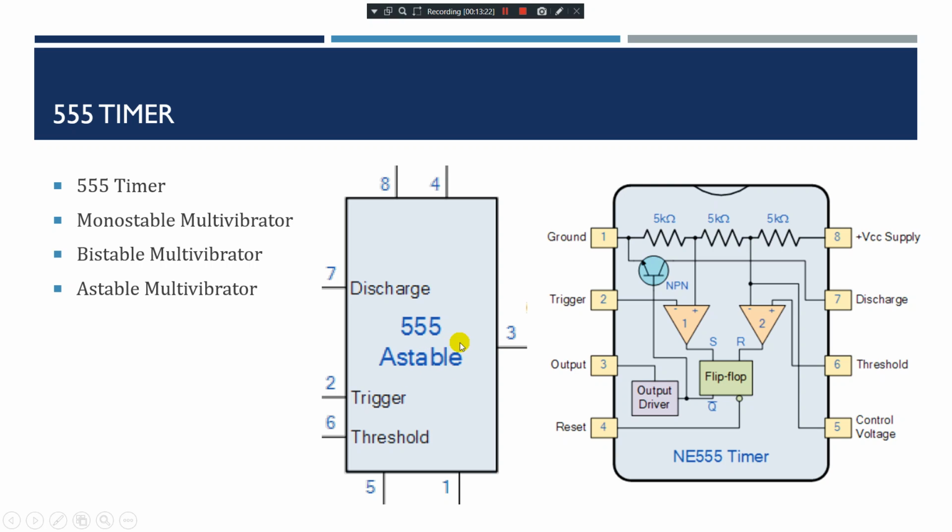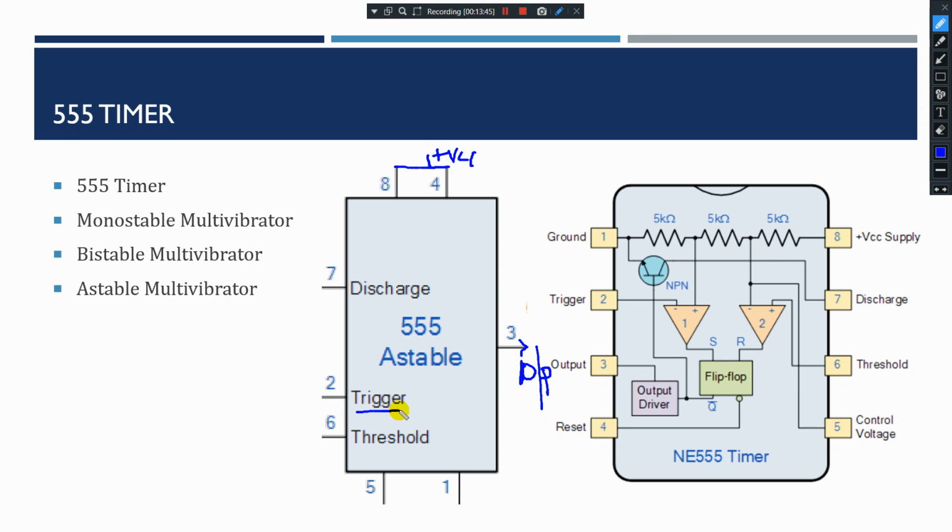So this is the 555 timer IC. It has 8 pins: pin number 1, 2, 3, 4, 5, 6, 7 and 8. Usually pin number 8 and 4 will be connected to positive VCC, and pin number 3 will be your output.